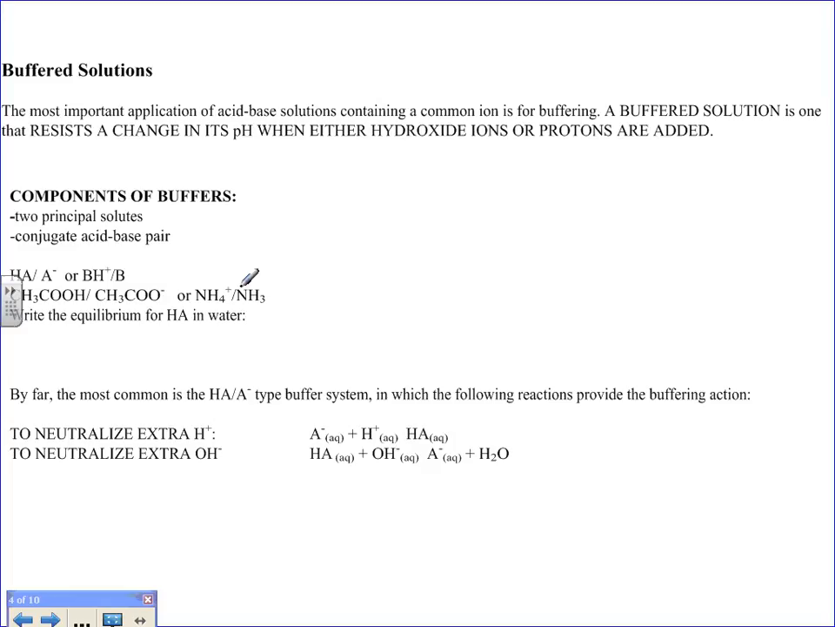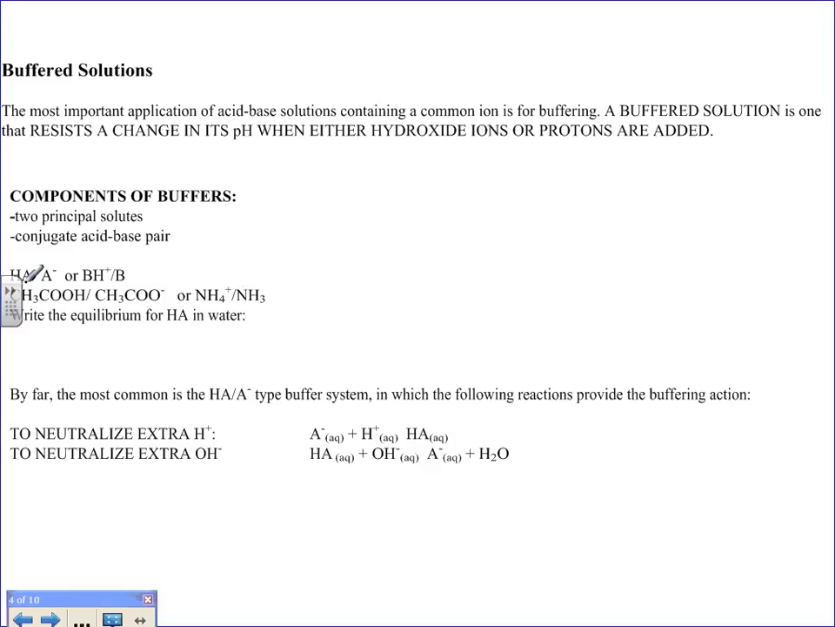Now there are two components of a buffer. We need two solutes, and the key is that they need to be a conjugate acid-base pair. And they need to be a pair where the acid is able to behave as an acid and the base is able to behave as a base. So they are prepared with weak acids and bases.